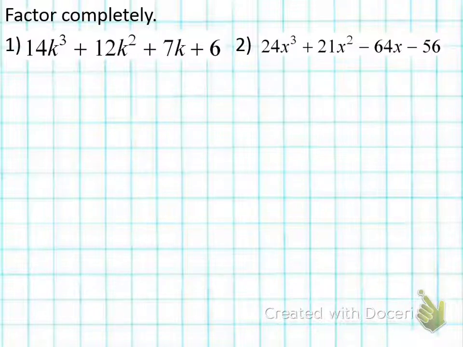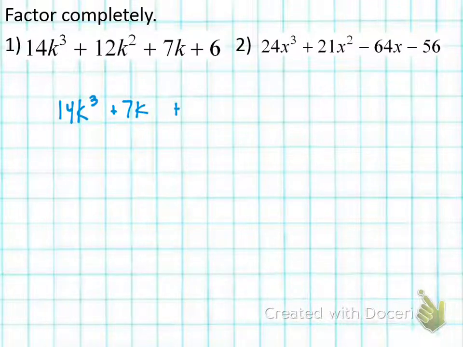And then if I group those two together, let's look at 12 and 6. What's the common factor? 6. So if we just change things around a little bit and group them differently, we can factor them. So we're going to regroup things using the commutative property. We're going to start with 14k cubed, and we want to bring that 7k down here.